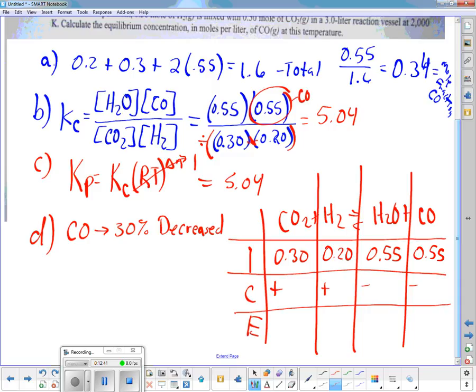So we had 0.55. What am I going to do to that to figure out the 30% decrease? Multiply it by 0.3, which is basically 30 divided by 100, right? What do we get? Now this is what you need to be writing down. You can't just do it in your calculator and assume as readers we know what you're doing.